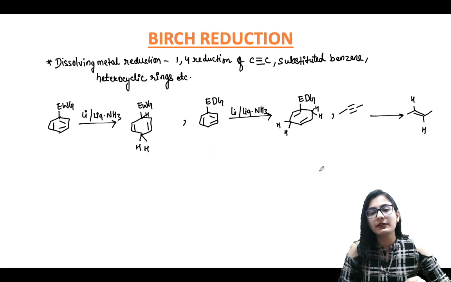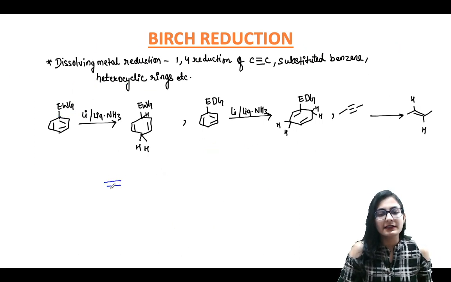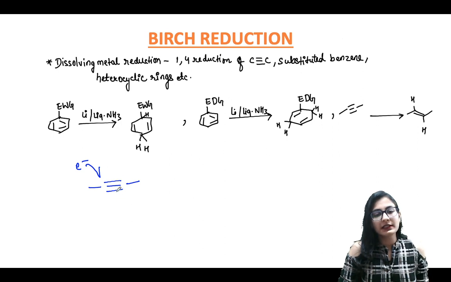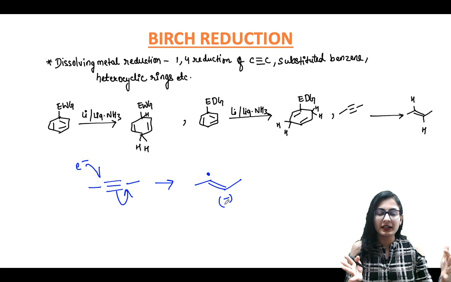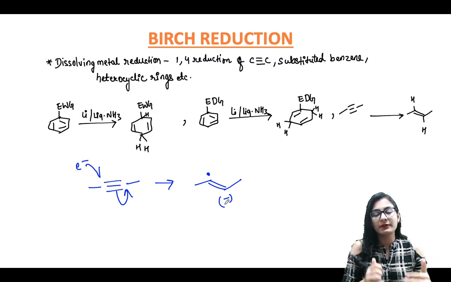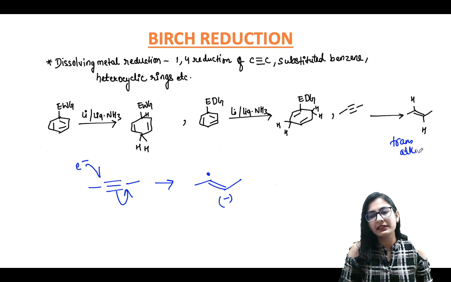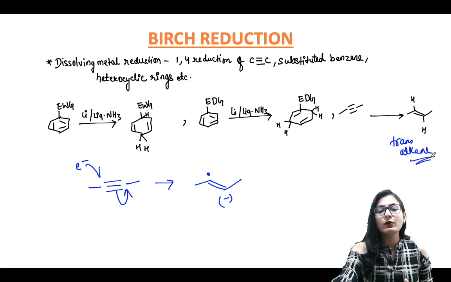Now let me quickly write what happens for an alkyne system. This is our carbon-carbon triple bond, and let's say one electron is getting transferred from lithium. Now we are going to get this type of alkene. Why? Again, because we want to keep them as far apart as possible, and trans geometry is best for that. So whenever you reduce a triple bond via Birch reduction, you are going to get a trans alkene, always a trans alkene.